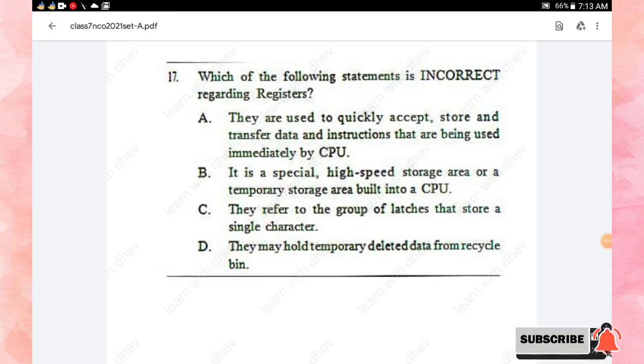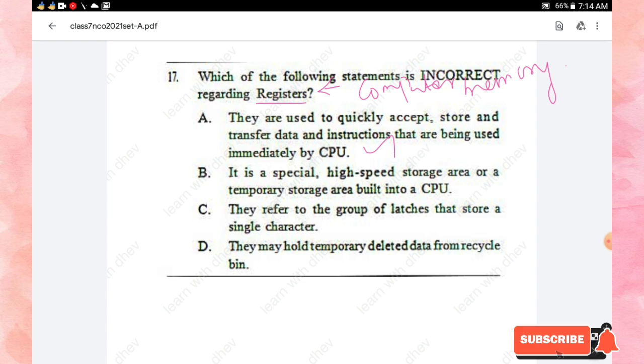Question number 17. Which of the following statements is incorrect regarding registers? So first, what are registers? Yes, it's a type of computer memory. Now the options are: they are used to quickly accept, store and transfer data and instructions that are being used immediately by the CPU. Yes, it's correct. Then, it is a special high speed storage area or a temporary storage area built into a CPU.